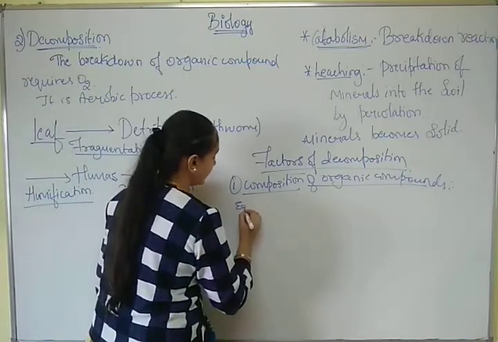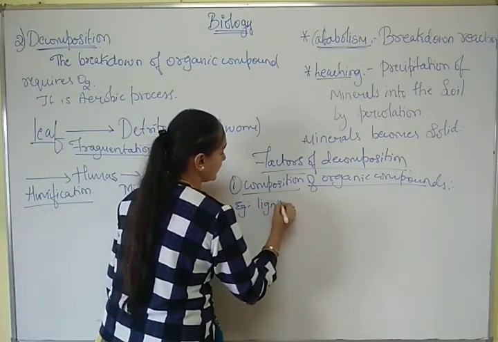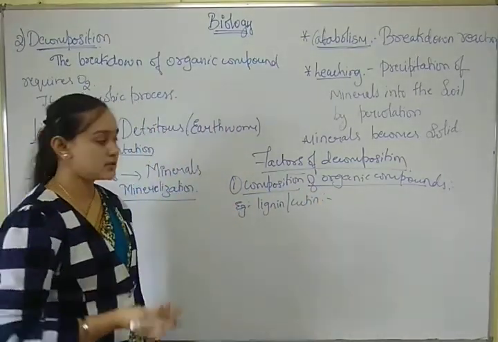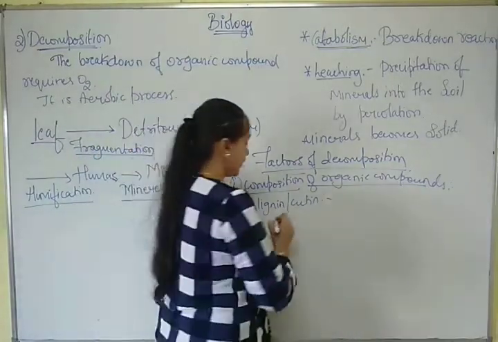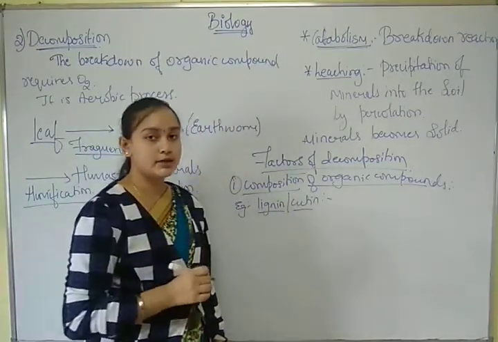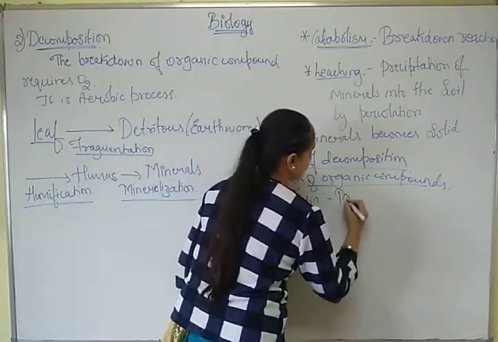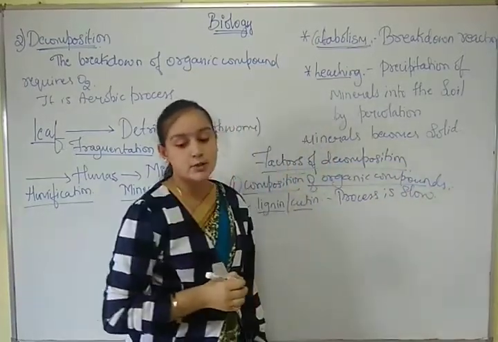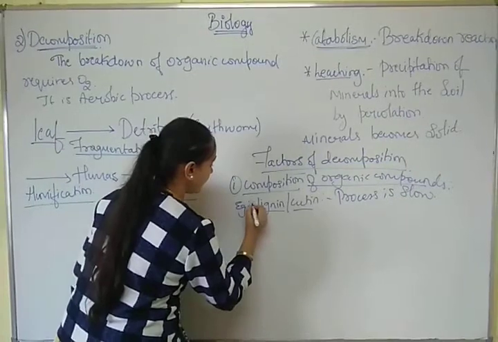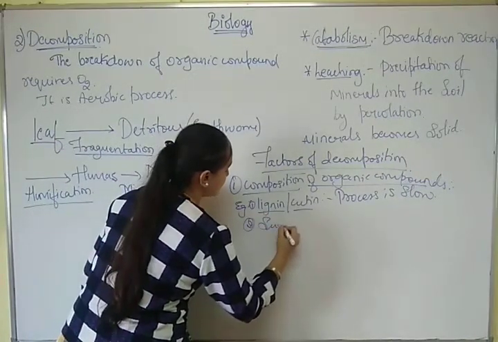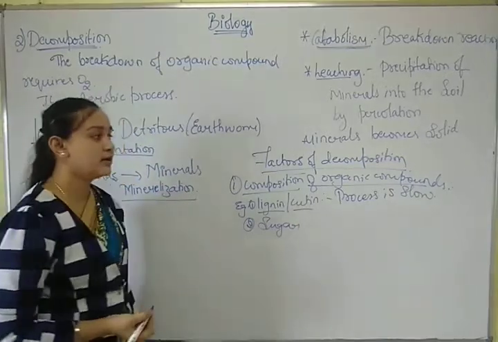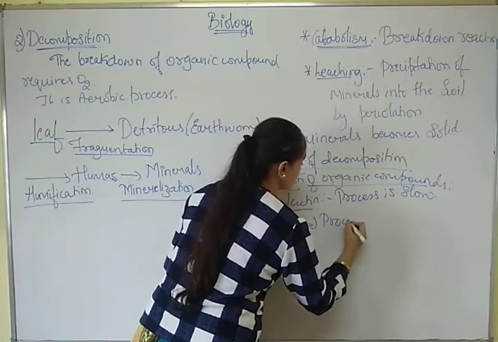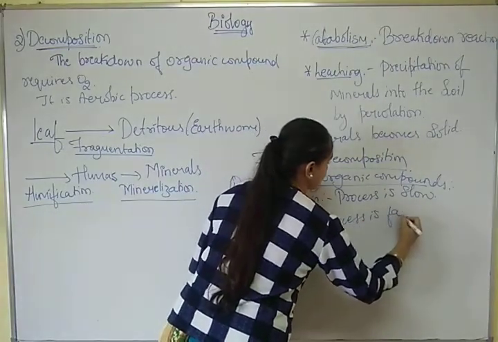For example, if we take lignin or cutin, then the process of decomposition will get slow. If the composition is lignin or cutin, then the process is slow. If the composition of this organic compound is mainly sugar, then the process of decomposition is faster.